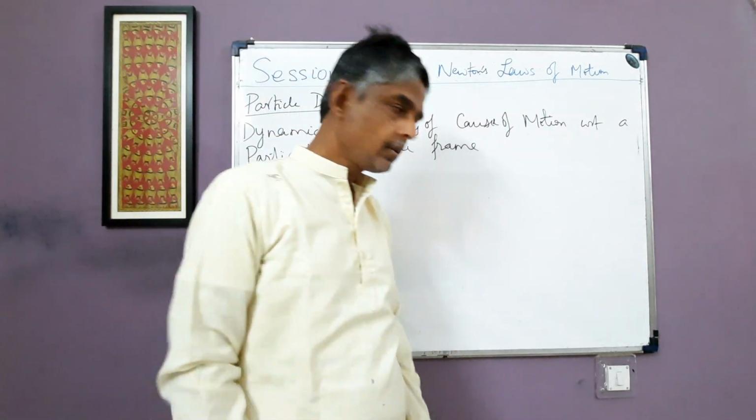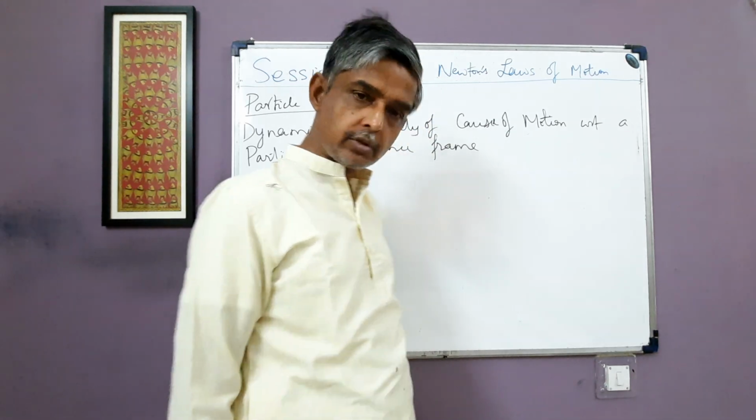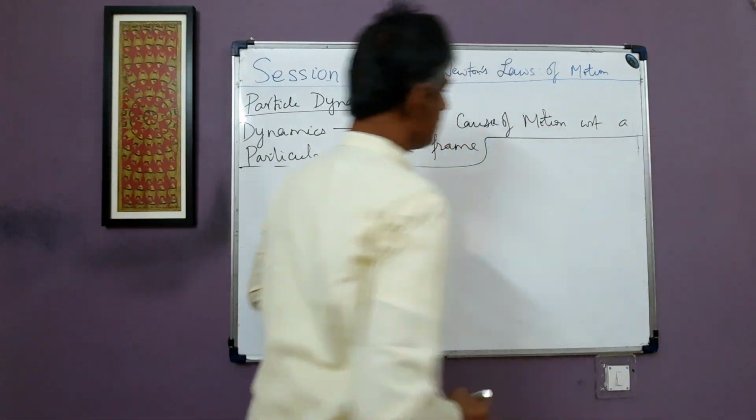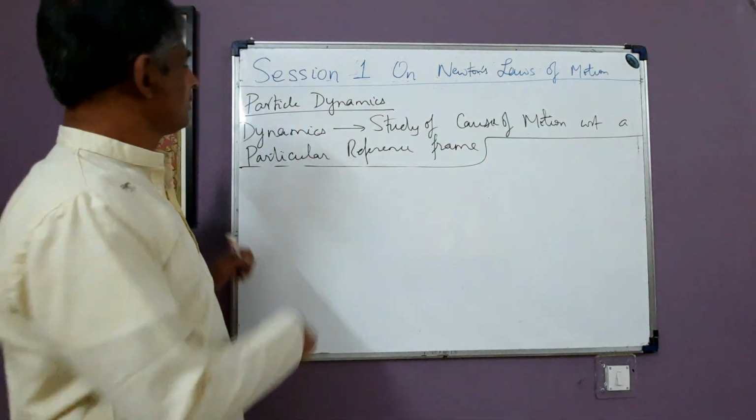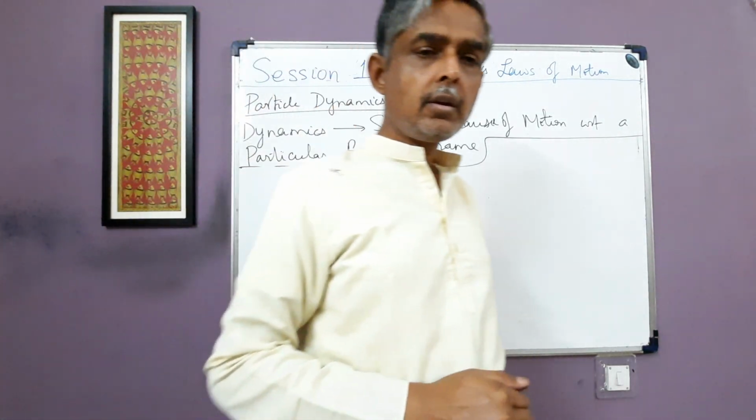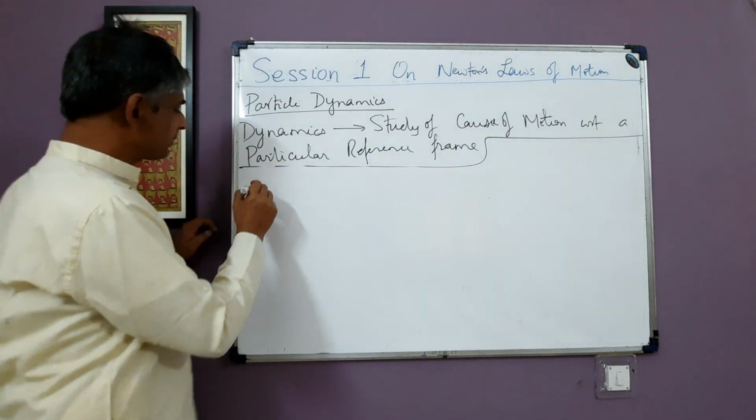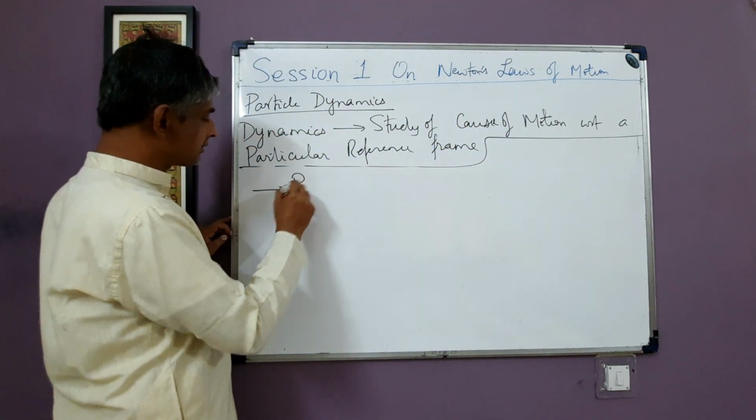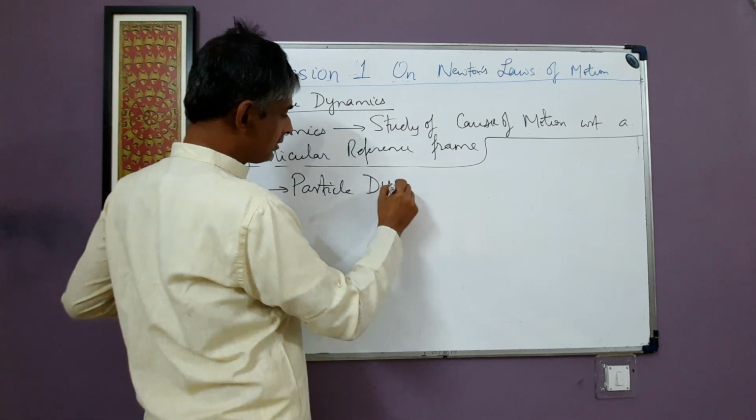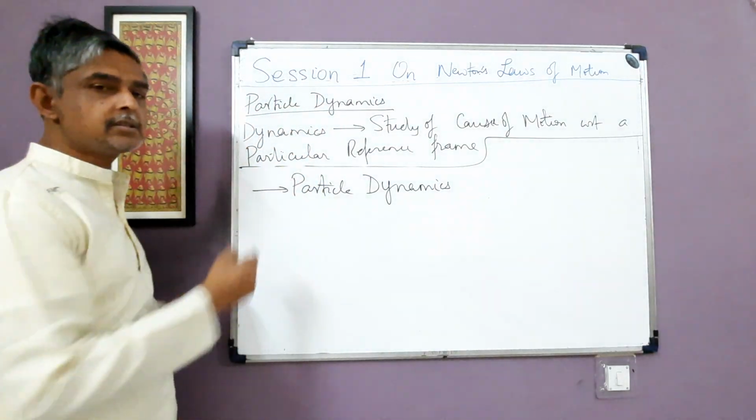Okay. To be more precise, it is classical dynamics because we are interested only in classical physics. Now, based on the complexity, this dynamics can be subdivided into three parts in the increasing order of complexity. So the first aspect of this dynamics is particle dynamics. So what do we study in this?